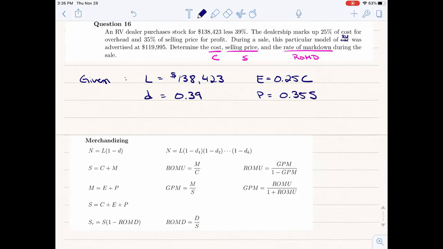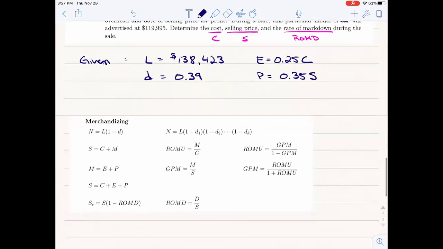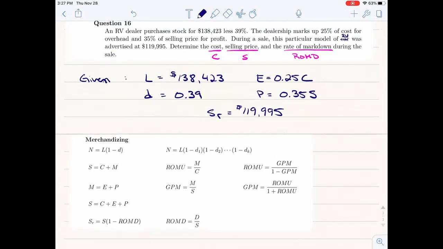During a sale, this particular model of RV was advertised at 119,000. That's our reduced selling price, right? And so we also are given that the reduced selling price is 119,995. And we want to find C, S, and the rate of the markdown.